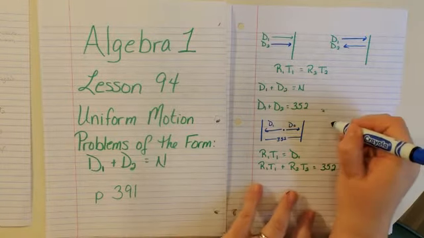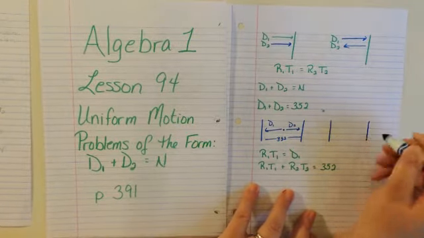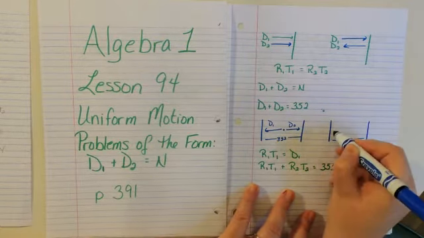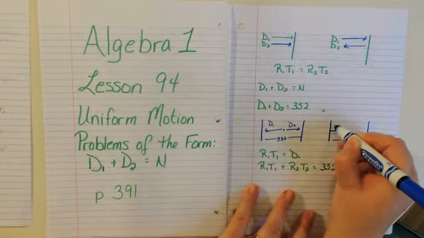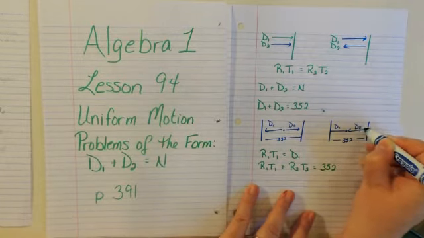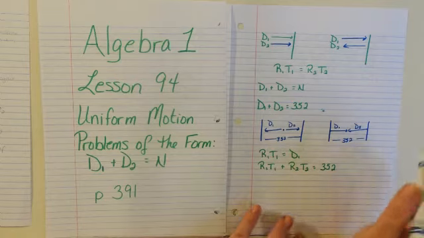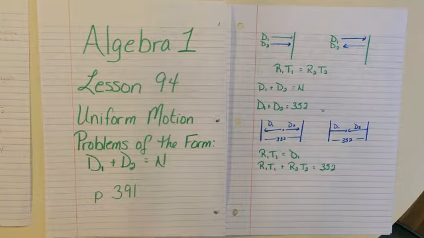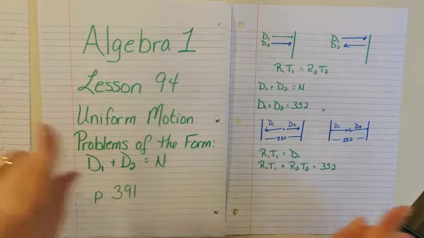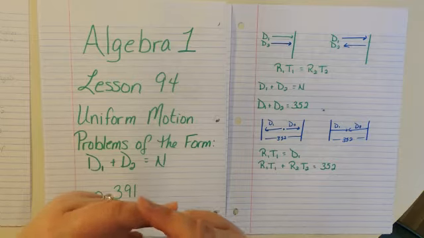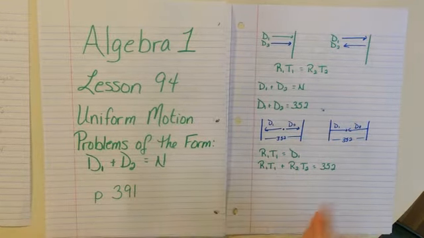Or we're going to have two points that are 352 miles apart, and the first vehicle is going to start from this direction, the second vehicle is going to start from this direction, and they're going to meet in the middle. So then their sums will also equal 352. Okay? So either they're going to start at the middle and work their way apart, so they are 352 miles apart, or they're going to start at the ends and come together. And the total distance they traveled will be 352.